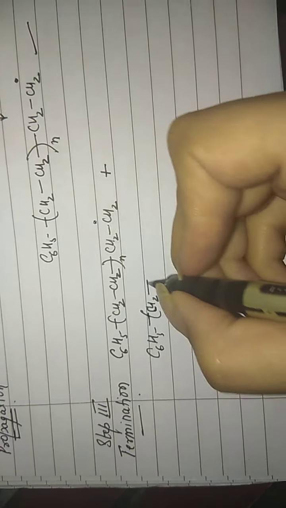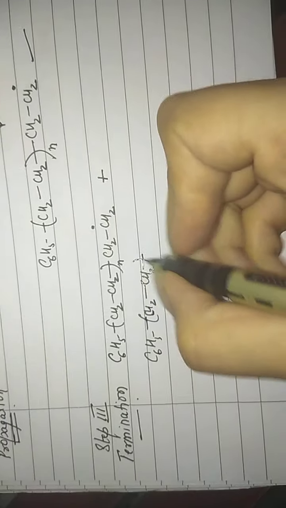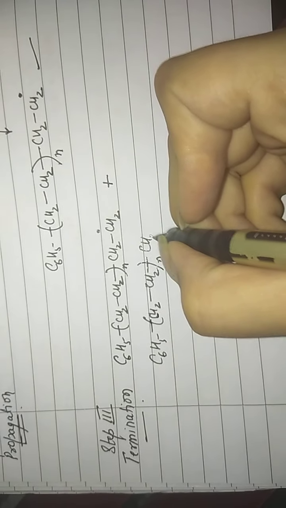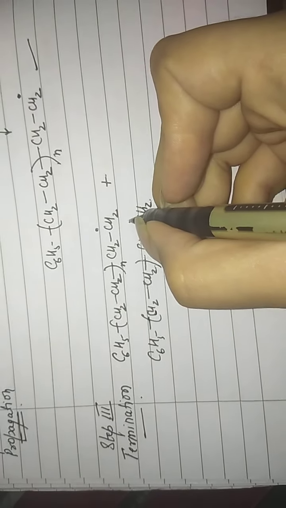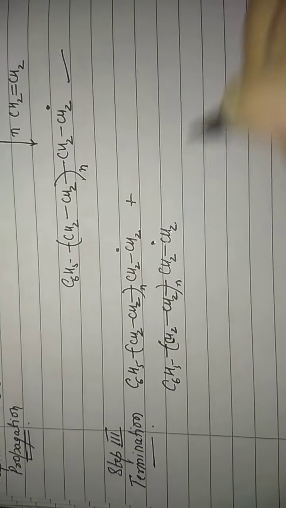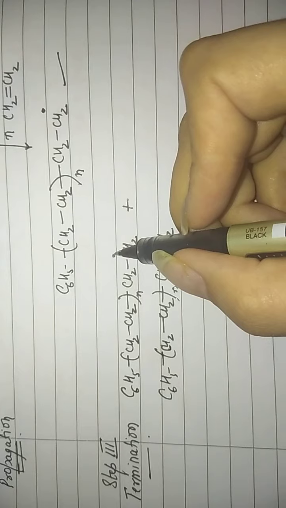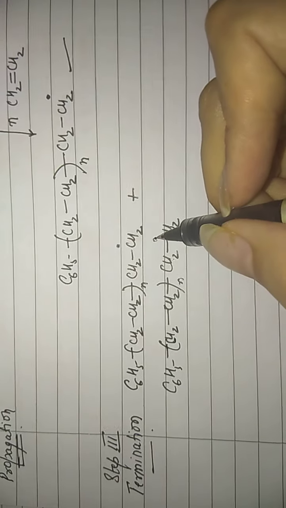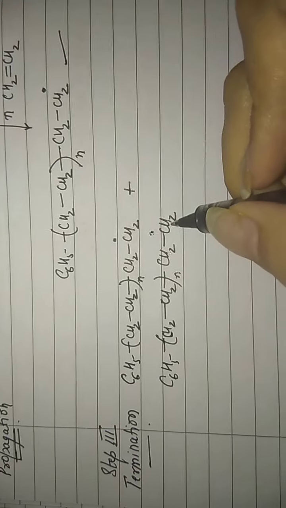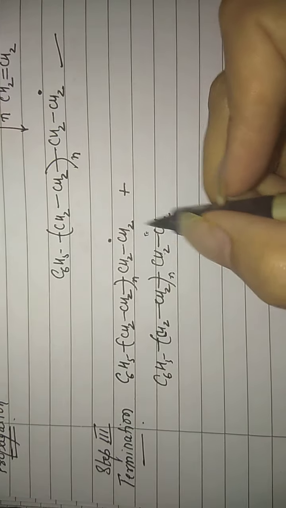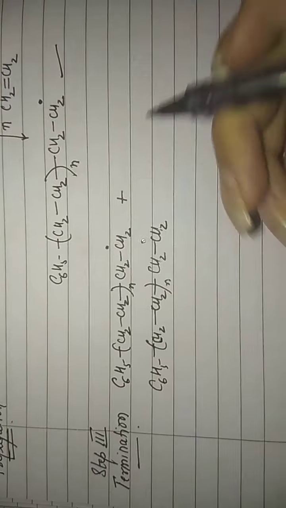CH2, CH2, n, CH2, CH2 and free radical. I'm going to add two such chains. Now how do they add? One free electron present on this carbon and one free electron present on this carbon. If they add on, they are going to form a bond by use of these two electrons.